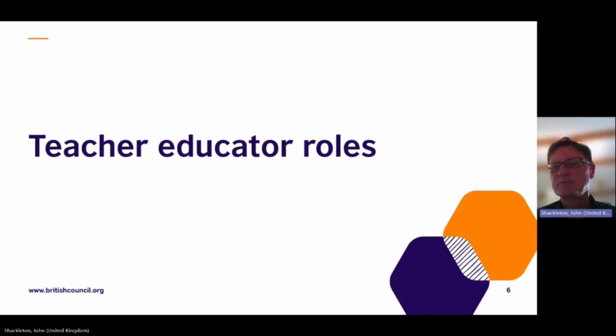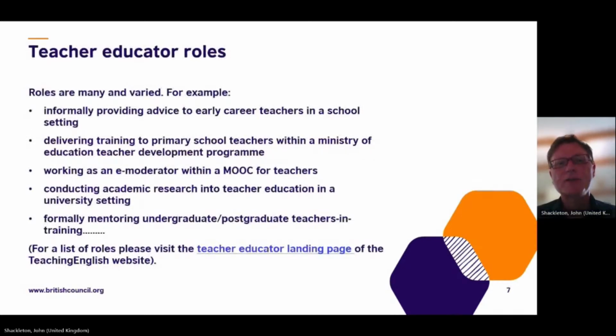Okay, so as I said in the outline, we're going to have a look at teacher educator roles. This is really just to have some kind of shared understanding about what it is that teacher educators do, where they work, and what kind of settings they're in, so that when we talk about learning pathways, we know that we're talking about learning pathways for a particular group of people. So just have a look at those 5 bullet points, could you?